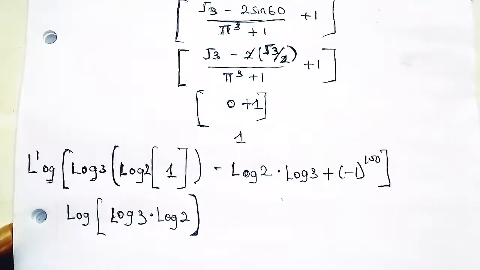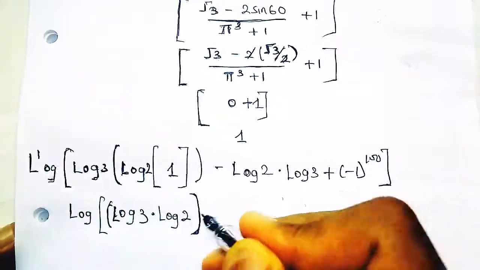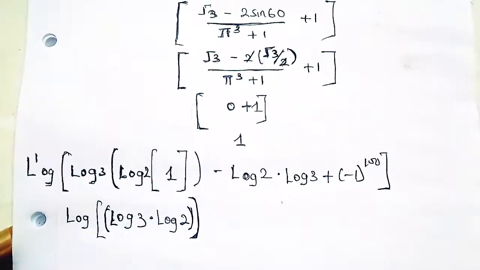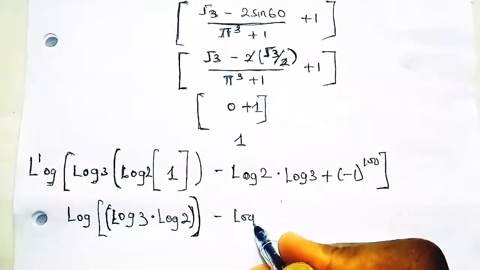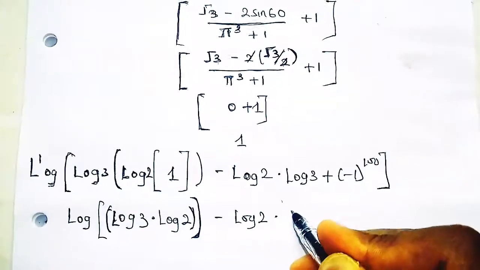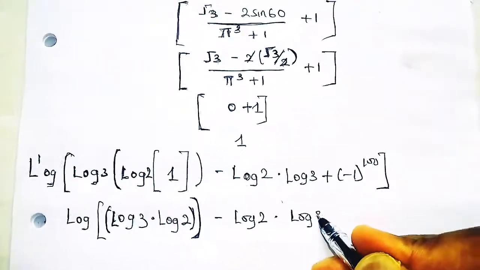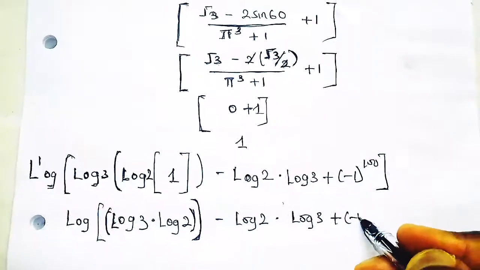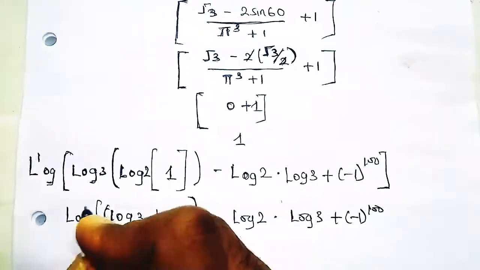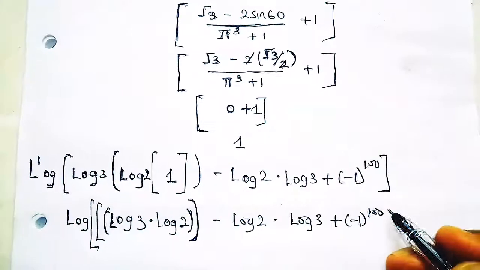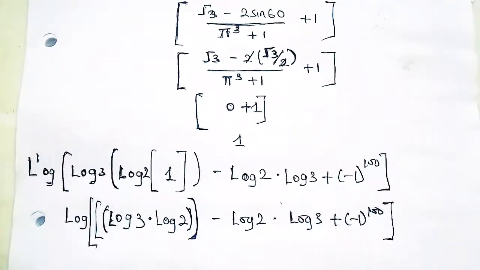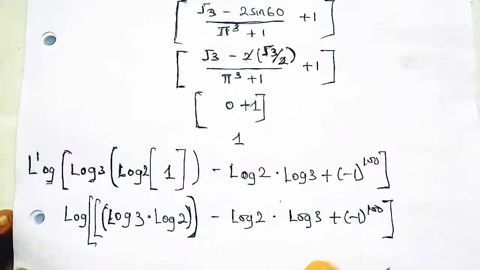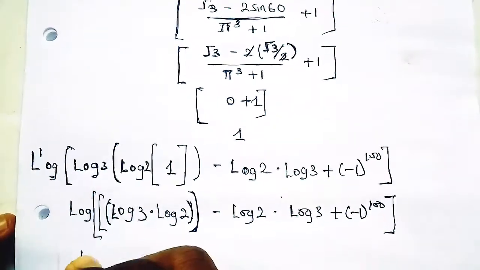So there's also an inner bracket here, sorry. So there's an inner bracket here. So minus log 2 dot log 3 plus minus 1 raised to power 100. So if I eventually put this bracket right here, I'm sorry for the double brackets I put here. It was actually a mistake, so it's nothing actually.